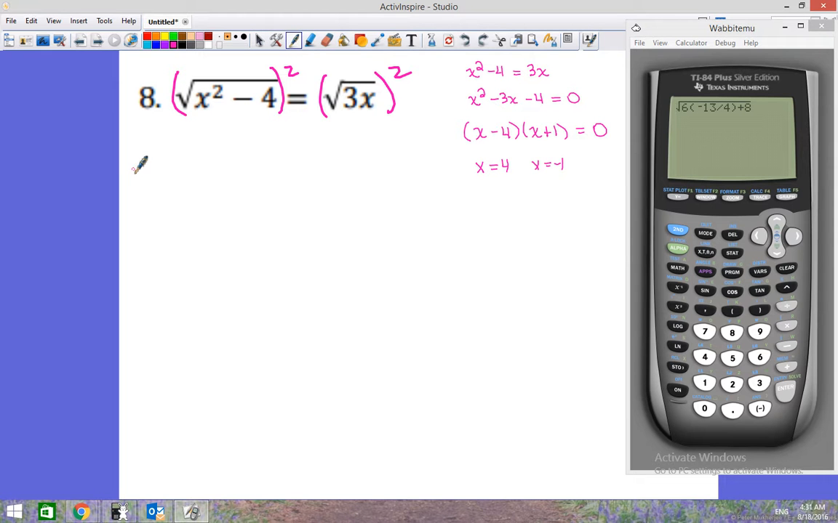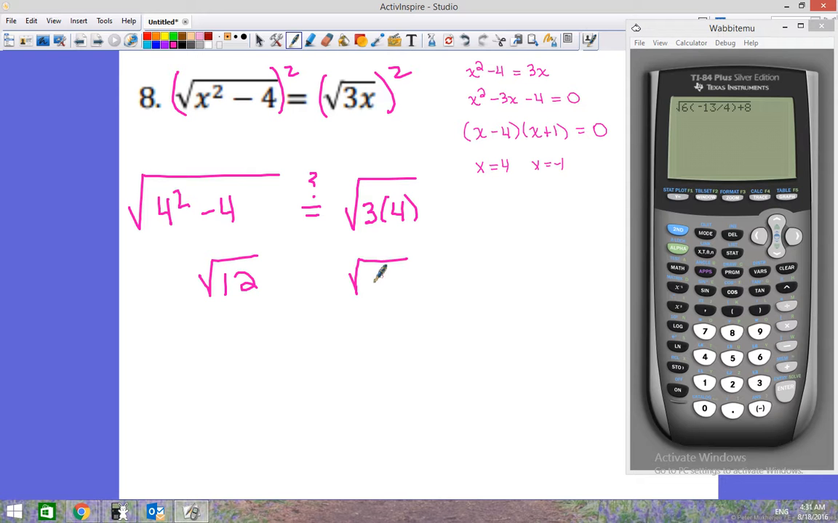So on the left-hand side, if we have the square root of 4 squared minus 4, will that equal my 3 times 4? So I've got 16 minus 4, that's radical 12, and over here I've got radical 12. I don't have to simplify the radicals here. In a check, I know that that checks and that this solution is good.